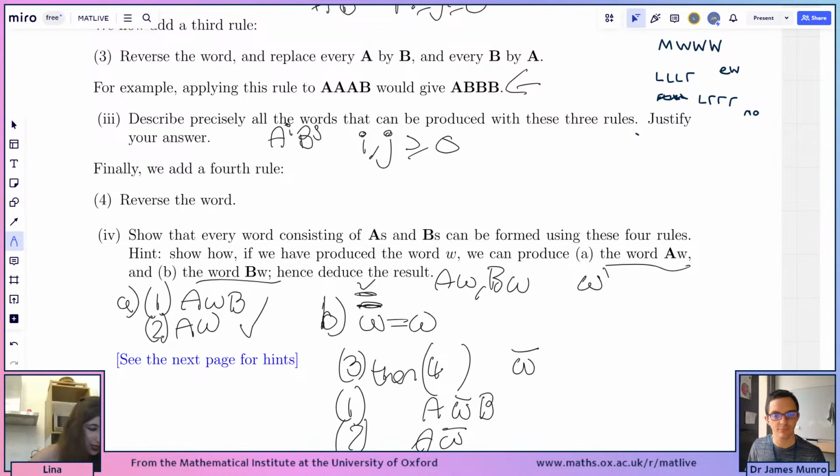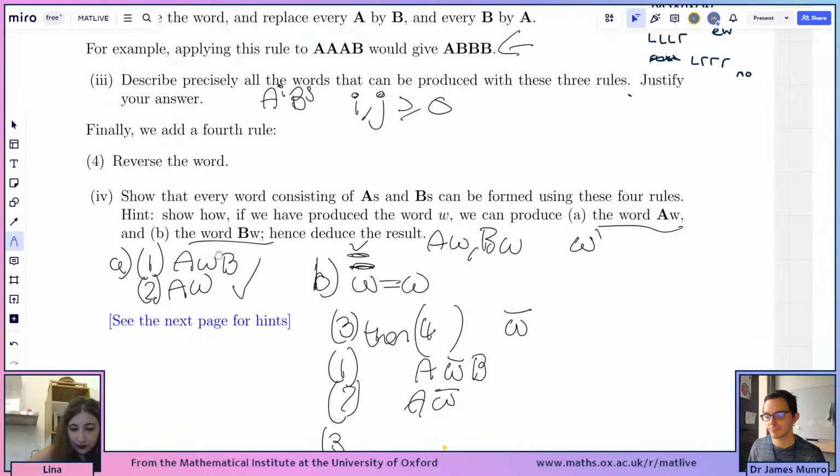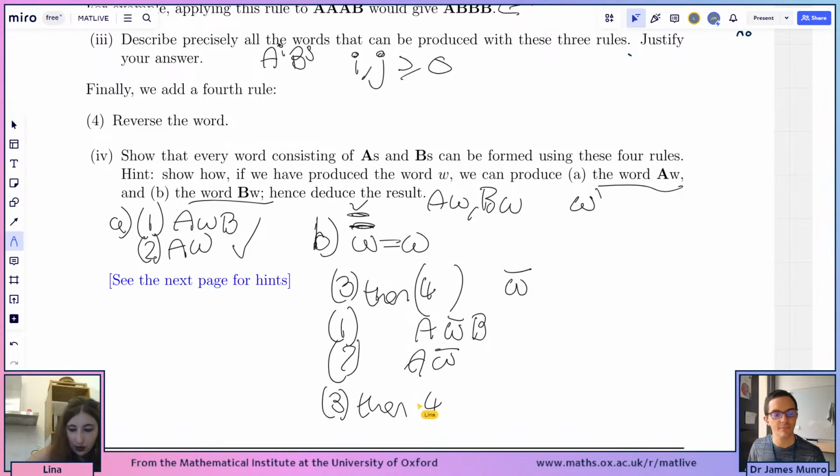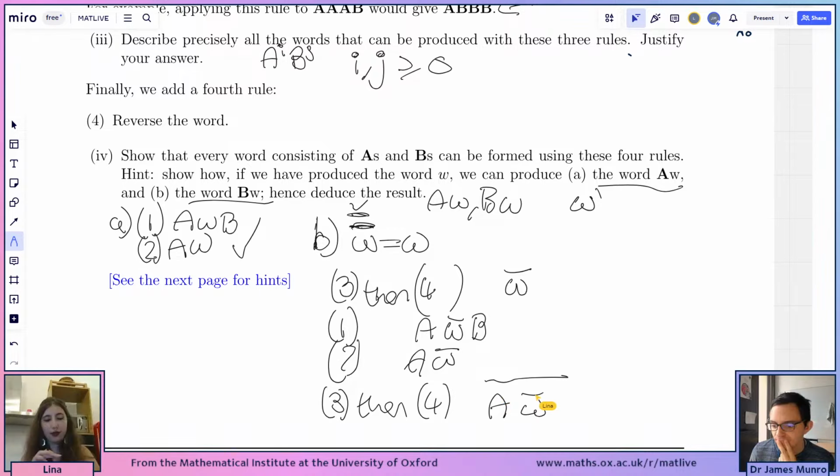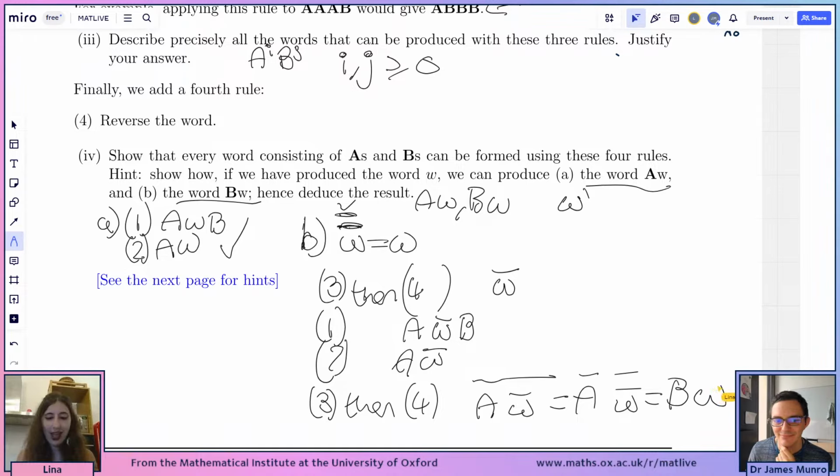And then we can use rule 3 and 4 again to bar this: A, W bar, all barred. So this is equal to, we can just split these apart, A bar, W bar bar. So this is going to be B, W, and that is what we were aiming for. And then we have the result from this.